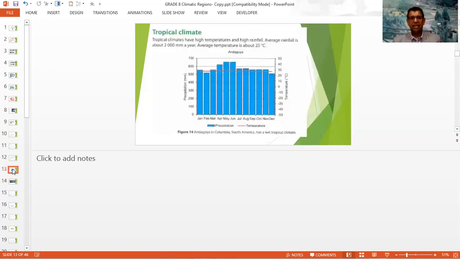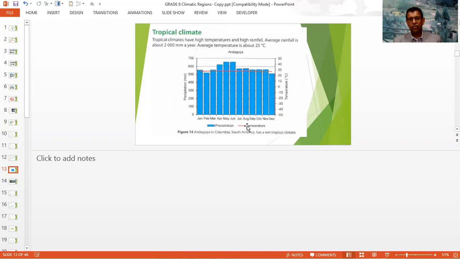Now, if we examine our graph of a tropical climate, note earlier I spoke about the climatic zones, climatic regions, and the tropical climate is one of those climatic zones or climatic regions. Now there's your bar graph, which talks of the rainfall or precipitation. And there's your line graph that shows you the temperature of the area.